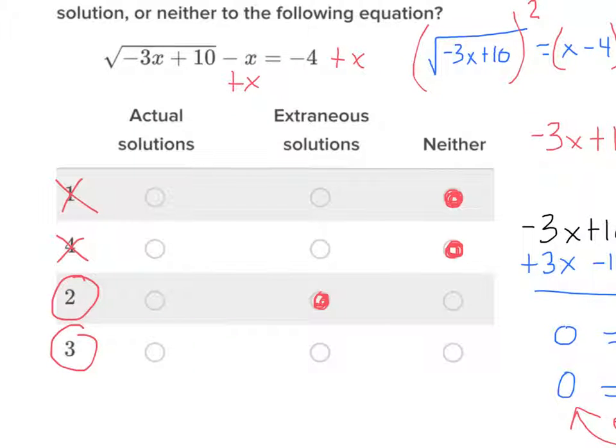Now let's plug 3 in for x right here and right here. So we're putting a 3 right there, aren't we? And we're putting a 3 right there as well. So negative 3 times 3 is negative 9, plus 10 is 1, and the square root of 1 is 1. Minus 3 is negative 2, isn't it? But we need it to equal what? Negative 4. So that also is extraneous.